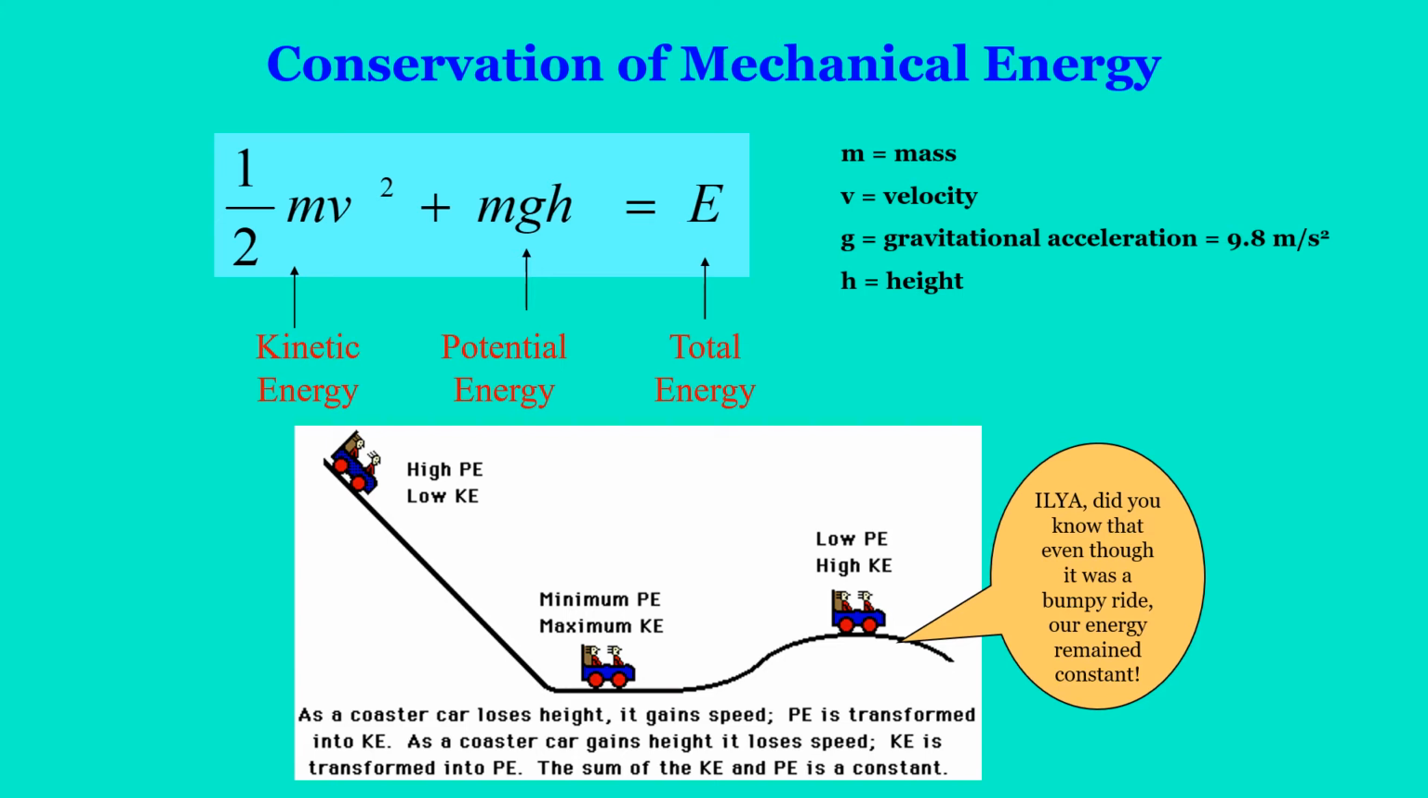As a coaster car loses height, it gains speed. Potential energy is transformed into kinetic energy. As a coaster car gains height, it loses speed. KE is transformed into PE. The sum of the KE and PE is constant.